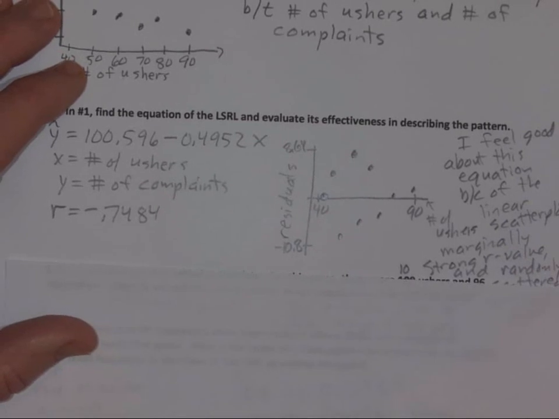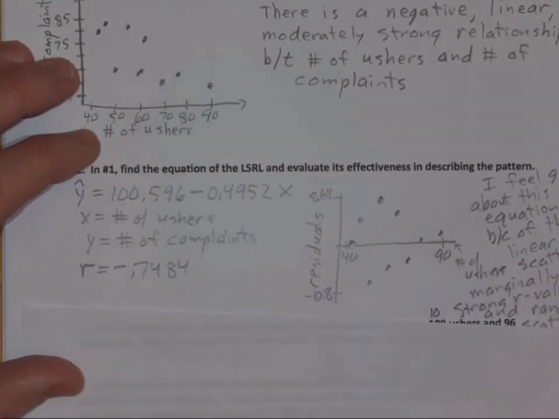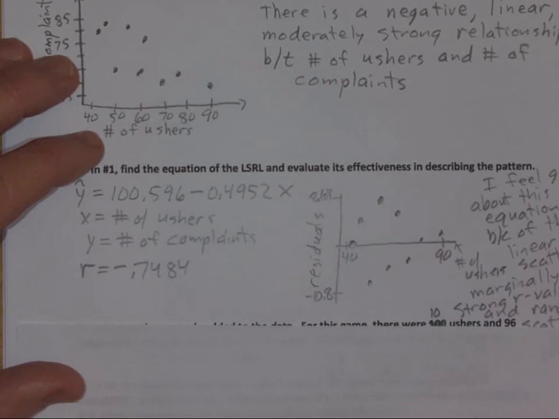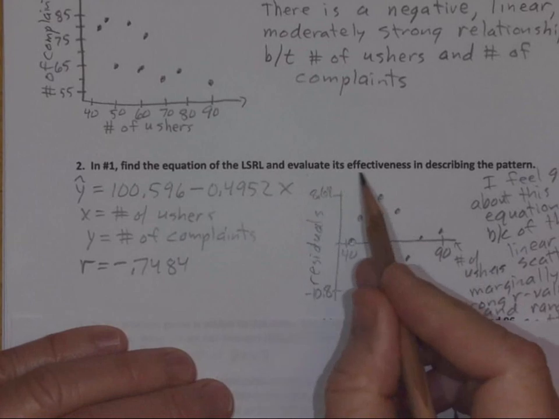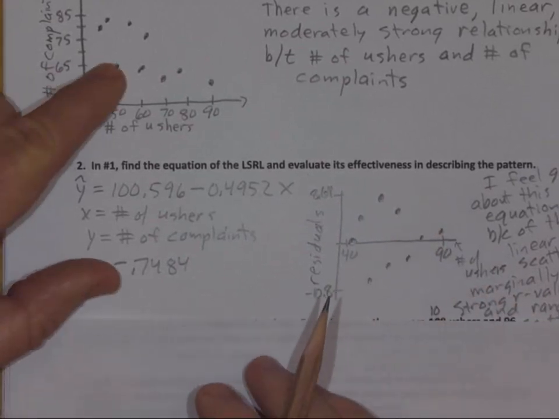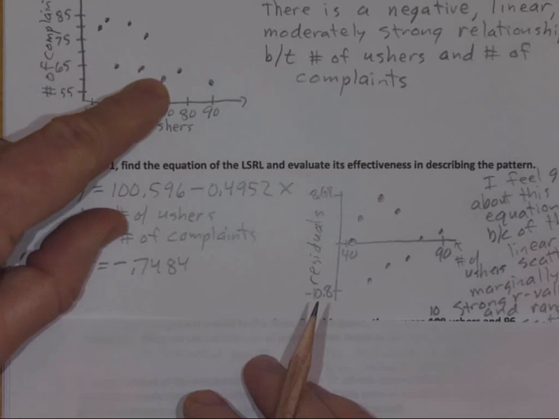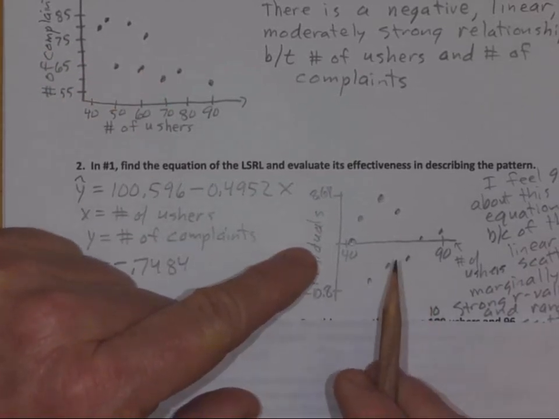What the residual plot is, it is a plot of the vertical distances between the line and the point. I'm going to show you how to do that in a second. But the main way, when it says evaluate the effectiveness of the line, is to look at the scatter plot. We need a nice linear strong relationship.